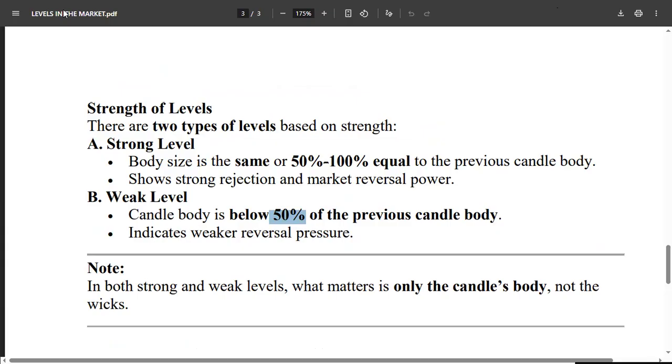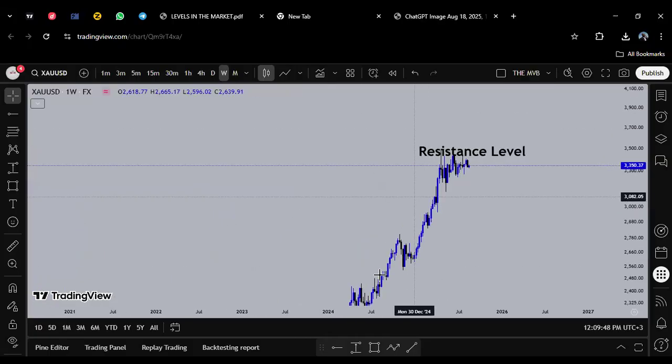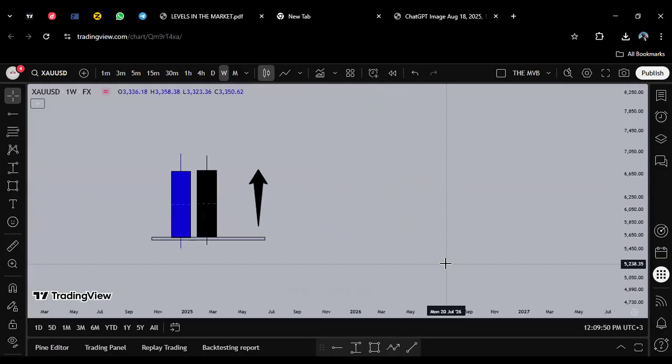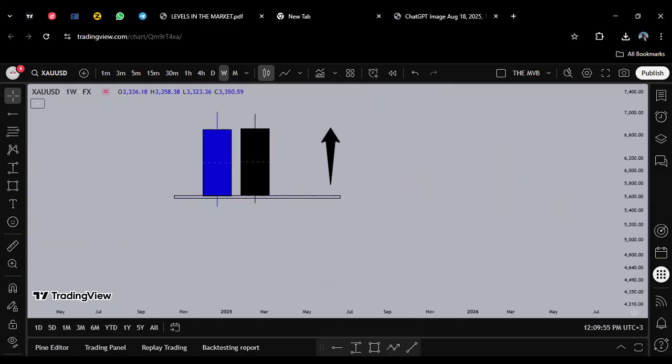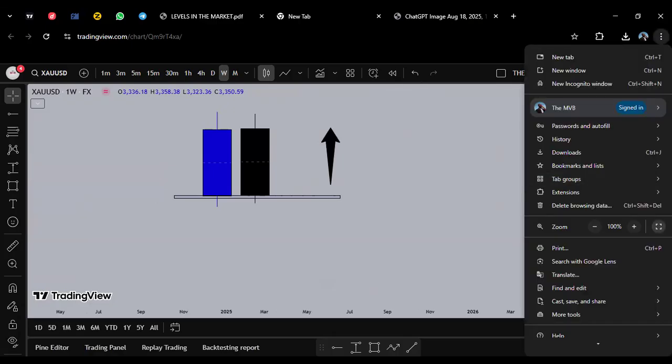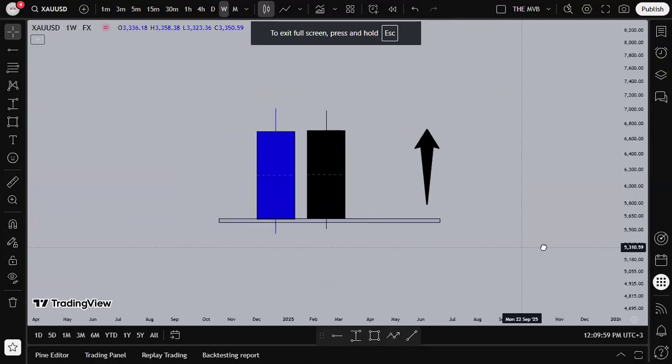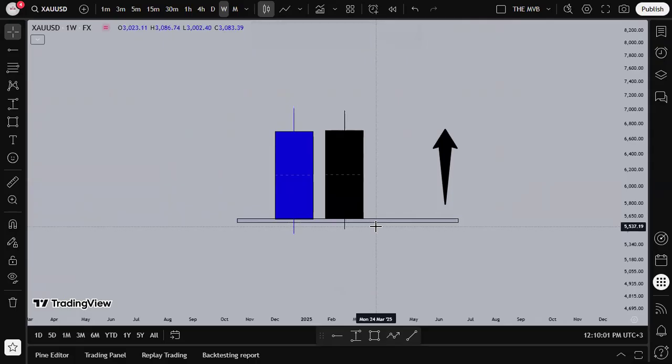Let's open the chart here. Let me explain that scenario. So for example, this is a support level. I marked out this support level. We need to see candles.